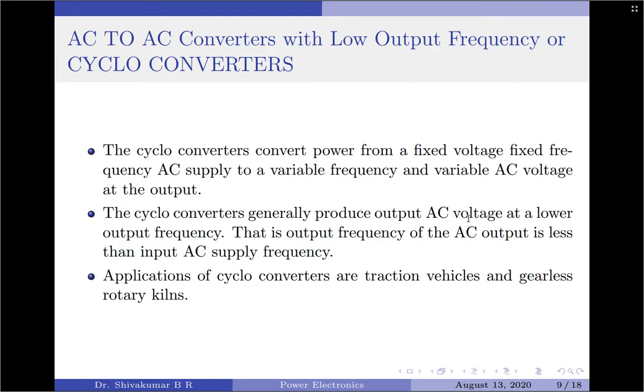Right. As I already have said, there is a subcategorization of AC controllers which are called cycloconverters. Now, this is basically applied for applications which expect a slightly different frequency at the output as compared to that of the input. They perform the same operation as that of a regular converter, except that the output voltage is at a lower frequency than that of the input voltage. That is the major difference between the AC to AC converters and cycloconverters. The major application of cycloconverters comes in traction vehicles and gearless rotary kilns.